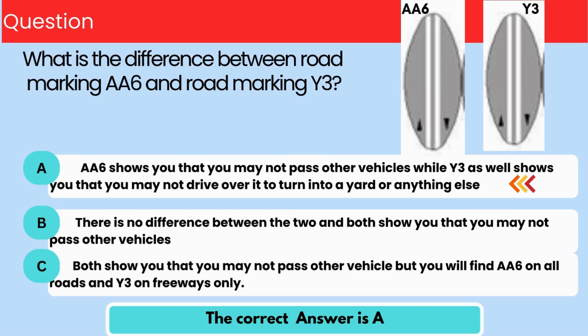Road marking AA6 indicates no overtaking lines on any road with two-way traffic, meaning you cannot cross the line, except to gain direct access to an entrance to a property on the other side of the line, to gain direct access from such an entrance to the road, or to pass a stationary obstruction when it's safe to do so. On the other hand, road marking Y3 indicates no crossing lines on any road with two-way traffic, signaling that you may not cross this line under any circumstances, except when driving around a stationary vehicle or obstruction in the road provided it's safe to do so.